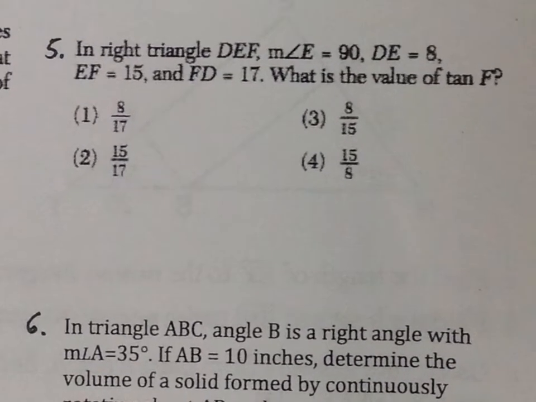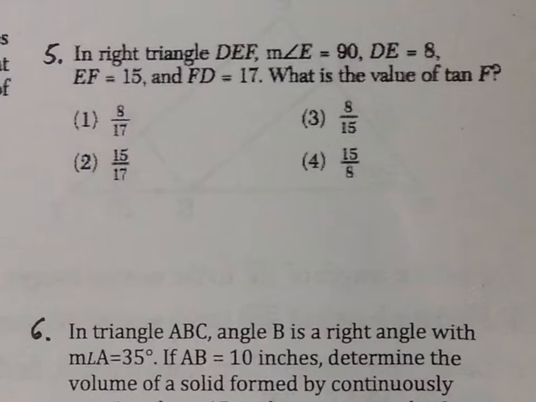For question number 5, again, this is one where there's no picture, and I try to put a few of these questions on the review sheet. So it says right triangle DEF, where angle E is the 90-degree angle. So I'm going to draw what they tell me. DE is worth 8. This must be point F. EF is worth 15. And FD is 17.